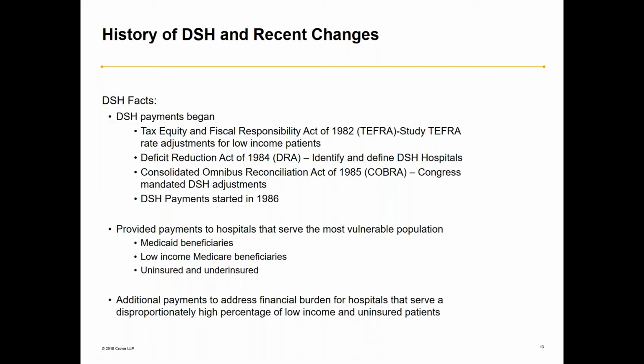So this was an additional payment that they would receive that came into play back in 1986. So it was really started to come into play, as you see there, in 1982, and then through the intervening 4 years as things progressed, it came to the point in 1986 where hospitals started to receive disproportionate share payments.